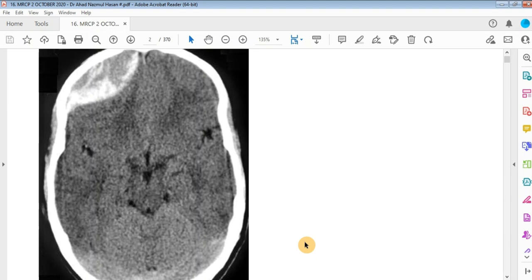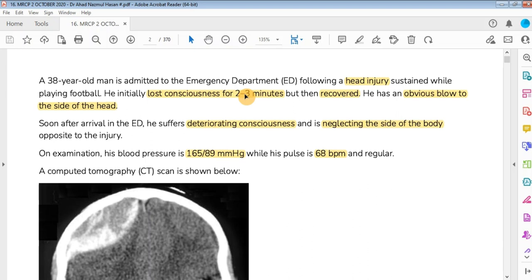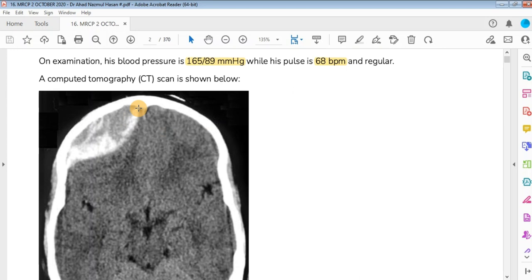So this is the CT scan of the patient. This is a very young patient, and the patient comes with a massive head injury, and also has the features of a lucid interval. The patient initially lost consciousness, then afterwards he recovered. If you look at the CT scan here, there is a biconcave shaped lesion. This is limited by the suture line, and this is within the skull and the dura mater.